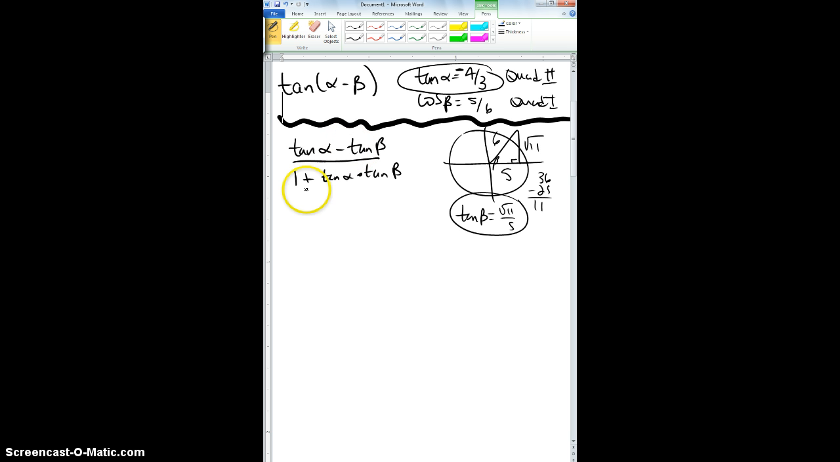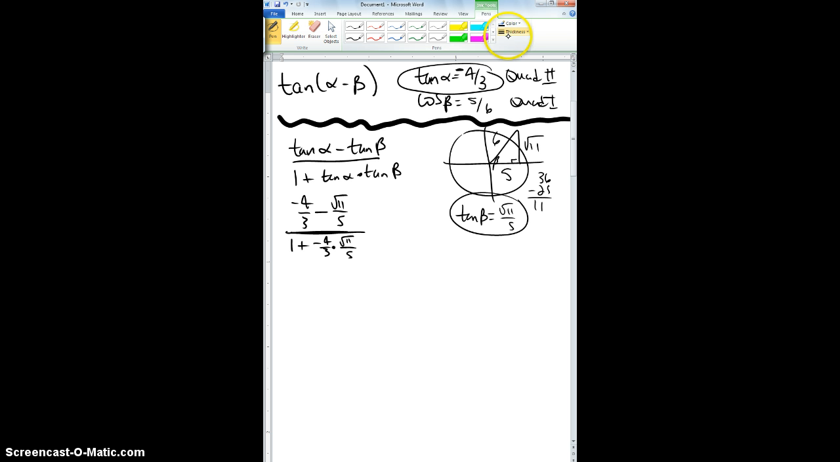So at this point, it's just subbing in these ratios where it says tangent of alpha or beta. So tangent of alpha is negative 4/3 minus the tangent of the other guy, which is this one, all over 1 plus the product of those two. So negative 4/3 times square root 11 all over 5. All right, so now we're dealing with fractions.